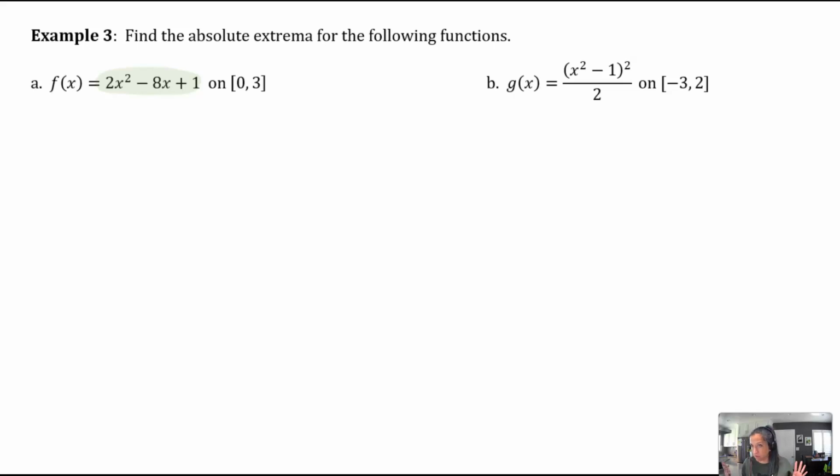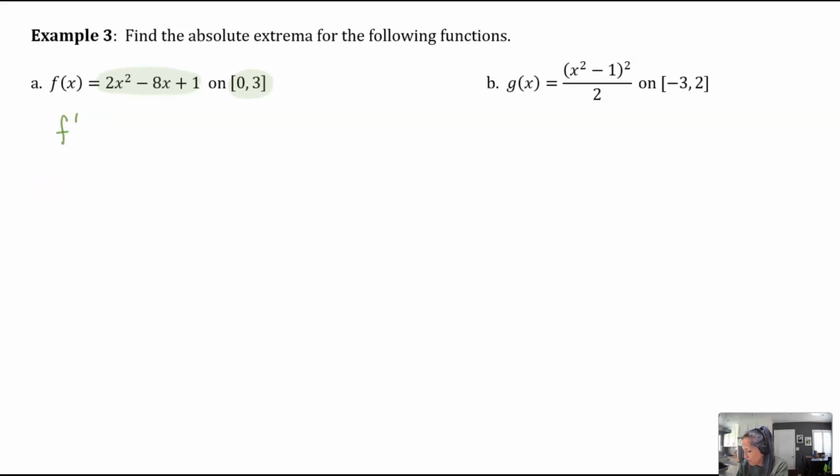In fact, we could even use the fact that it's quadratic to help ourselves a lot. But quadratics are continuous, and we have our closed interval over here, 0 to 3. So feeling very good, we've got the EVT on our side here. I'm going to go ahead and just run through the candidates test, then we'll discuss if we could have done this a little bit more cleverly.